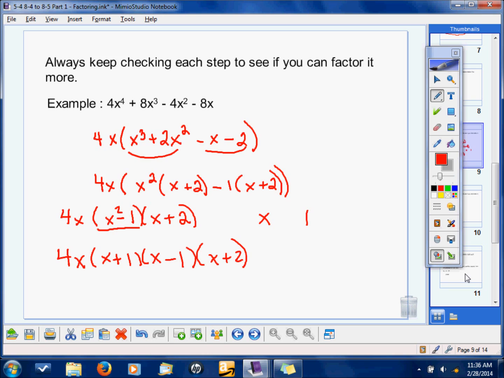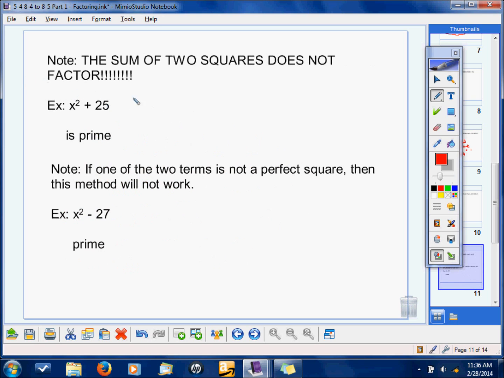Alright, I just want to give you a couple of things. Here's just a last note. The sum of 2 squares does not factor. So for example, if I have x squared plus 25, that one's prime. A sum changes it. If it's a difference, it factors. If it's a sum, just know it's prime.